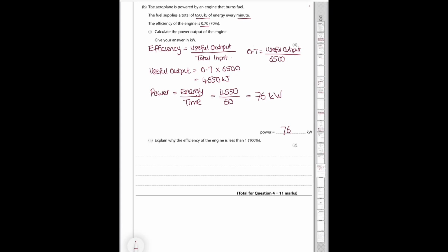In part 2, we are asked to explain why the efficiency of the engine is less than 1, so it's less than 100%. So the reason for this would be that the output energy is always going to be less than the total input energy, and that's because some of the energy always gets dissipated to the surroundings. So we would always have some wasted energy that is dissipated to the surroundings.